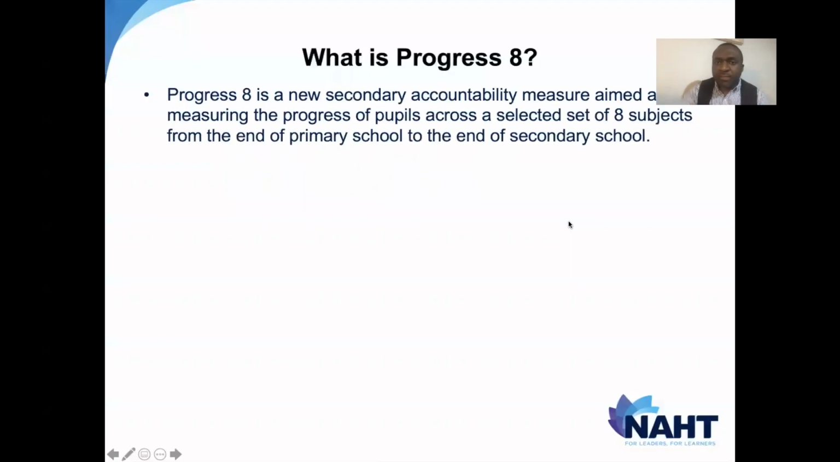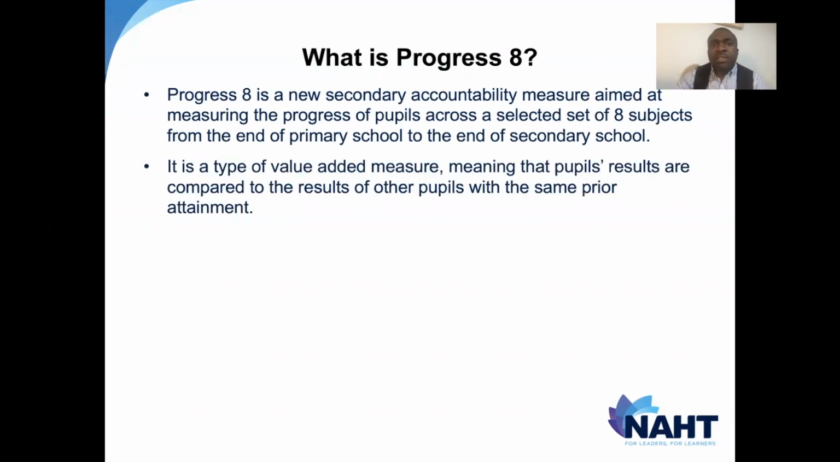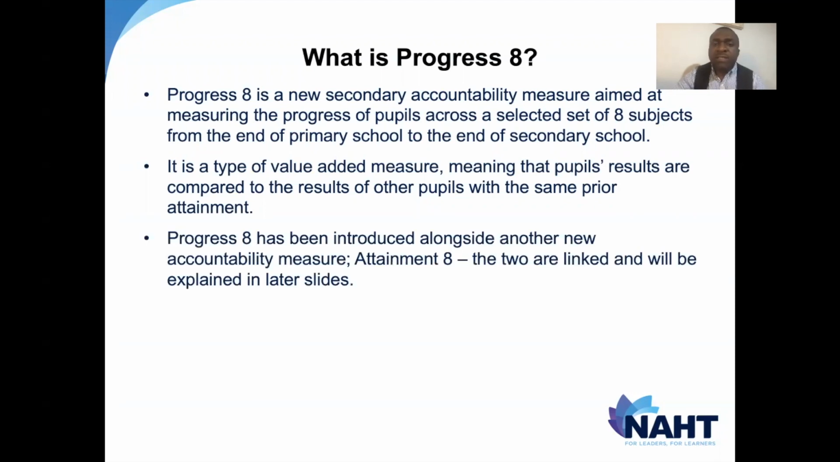What is Progress 8? Progress 8 is a new secondary school accountability measure aimed at measuring the progress of pupils in a selected set of 8 subjects. Now, these 8 subjects are not random. They have a way that they are collected. Interestingly enough, there are different types of subjects that weigh more, and there are those that weigh less. So the Progress 8 has been introduced as an accountability measure, and it's actually linked to Attainment 8. We're going to explain Attainment 8 and how they're linked together.